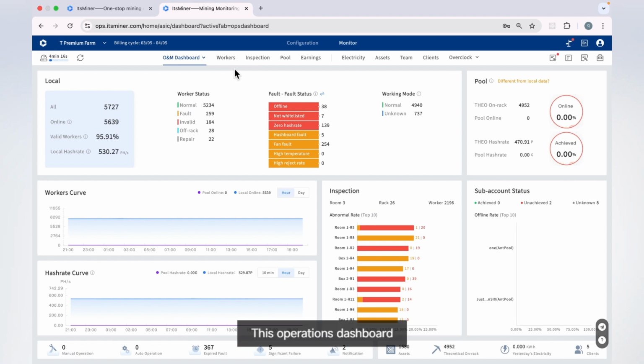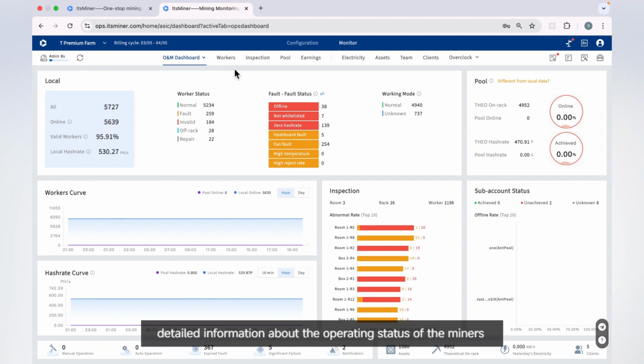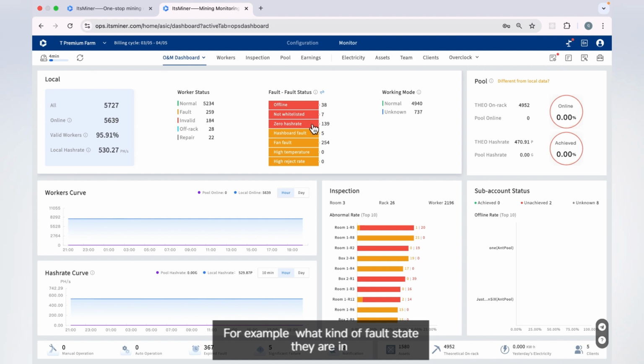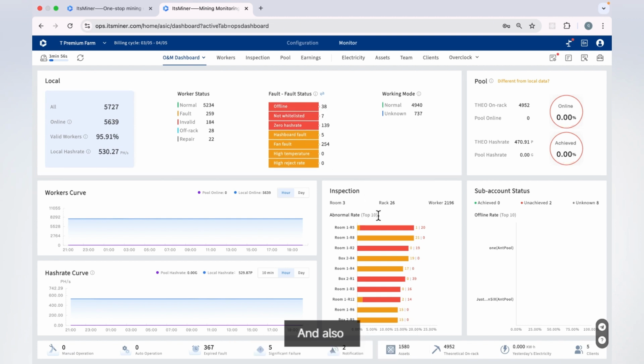This operations dashboard is mainly provided for the operations team's daily use, because it provides more detailed information about the operating status of the miners. For example, their working mode, what kind of fault state they are in, and also, where the most faults are distributed.